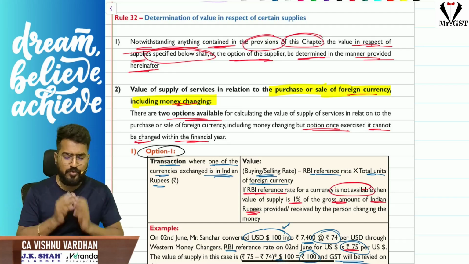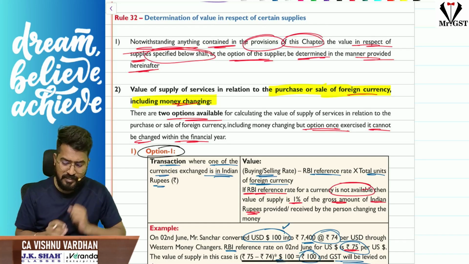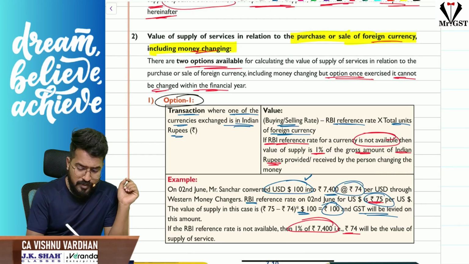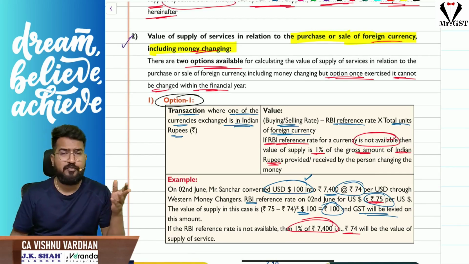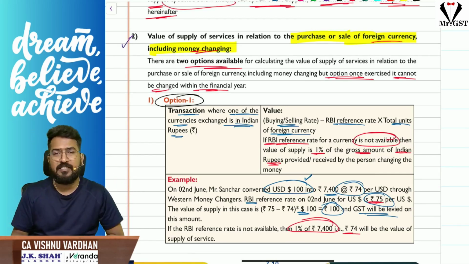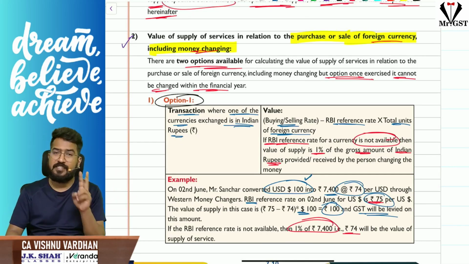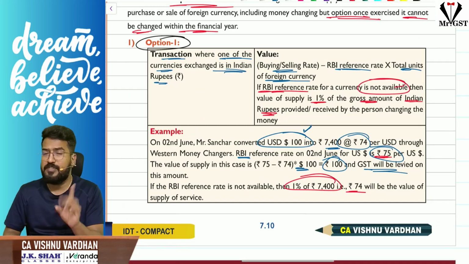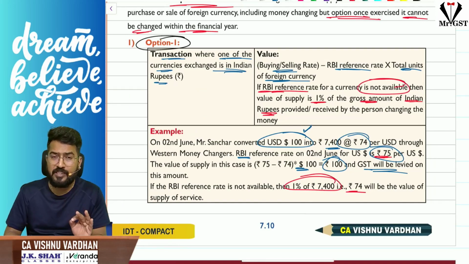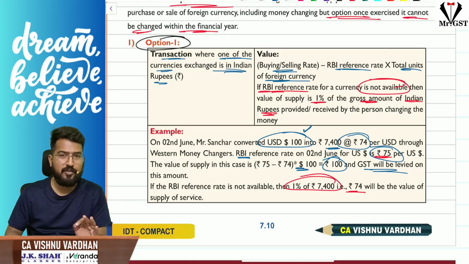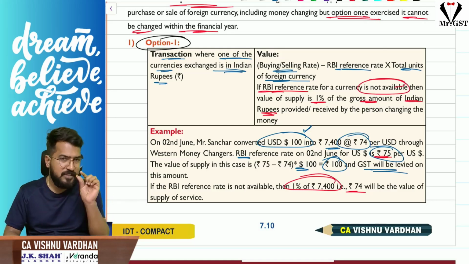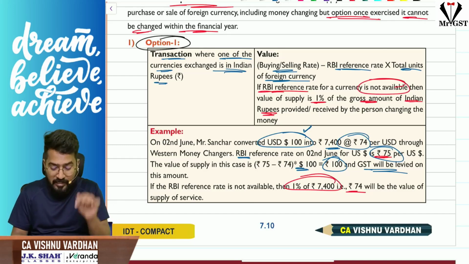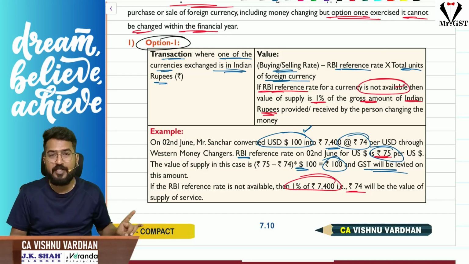So rule 32, sir, for certain specific supplies, talks about the value. And please understand, the first one here is with respect to sale or purchase of foreign currency, including money changing. Here, with respect to sale or purchase of foreign currency, there are two options available. First of all, understand one mistake you might be making here: using these rules we are calculating only the value of supply, not the GST payable. Because the amounts are small, you should not misunderstand this as the GST amount. No, we are calculating the value of supply, not the GST amount.